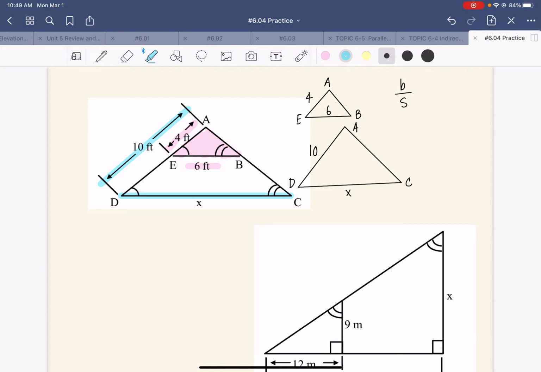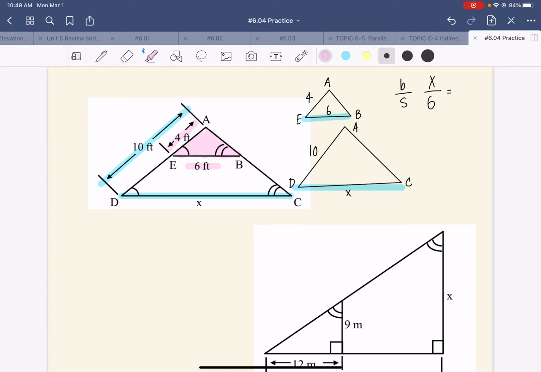If I still want to do big triangle over small triangle, I am just going to pick a value from the bigger triangle, which I can pick x. If I pick x to go on top, I need to pick the corresponding part of x from the smaller triangle to go on bottom. What I mean is, which value of the smaller triangle is on the bottom of the triangle as well? That would be 6. So it has to be corresponding to each other.